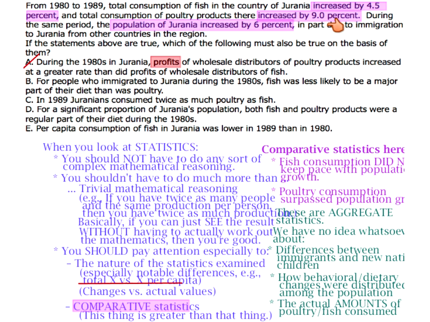If this is not clear, then imagine instead of fish that this said caviar. Caviar is not normally something that people eat lots and lots and lots of. Or if you change poultry to caviar, if caviar consumption increases by 9%, that certainly does not mean that people are eating as much caviar as they are of whatever this is.